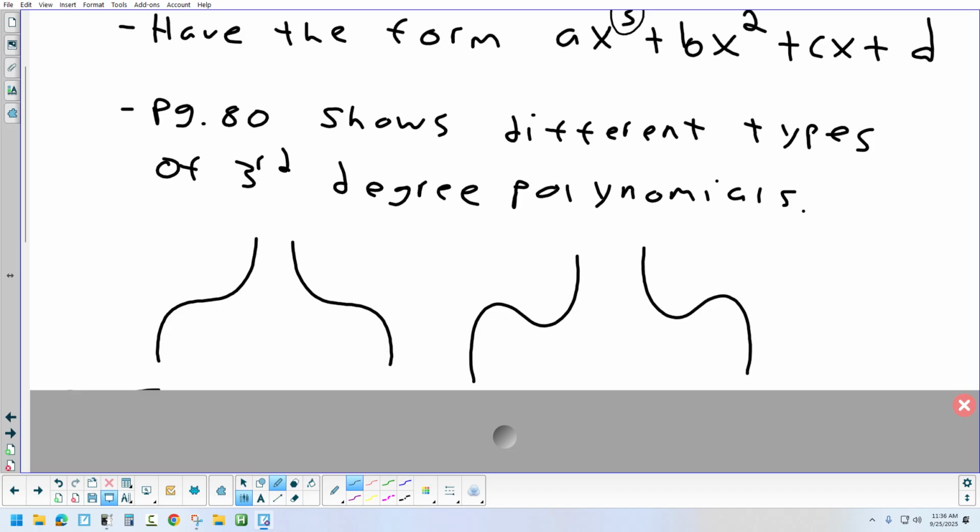And they don't always have to go down on the left, up on the right. You can reverse that. This one is reversed. This is down on the right, and then up as you go to the left. It's like a mirror image.